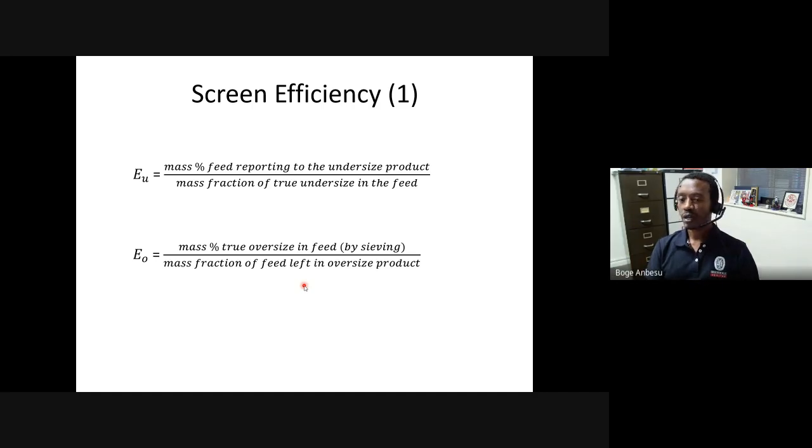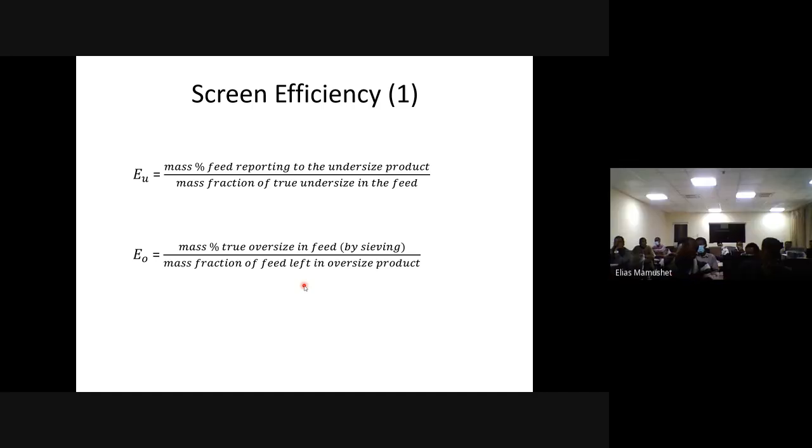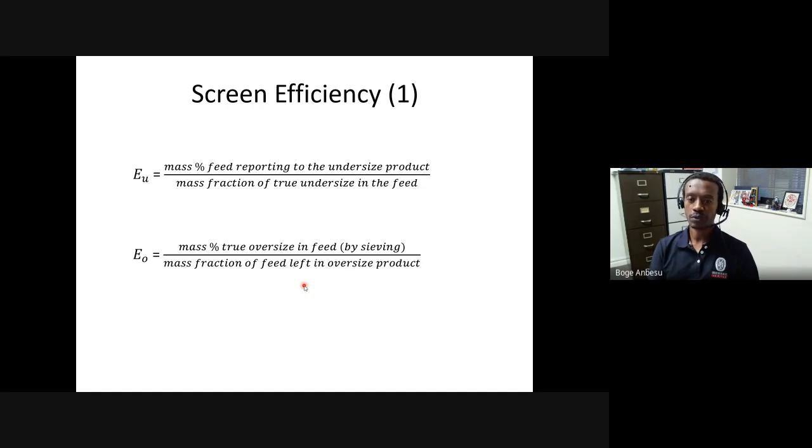Typically, when we do screening, we track the undersize, because people tend to assume that oversizes shouldn't pass through the screen anyway. So if we track the undersize in the feed and the undersize in the fine portion, we can work out screening performance. But as I said, you can also track the oversize as well as the undersize.